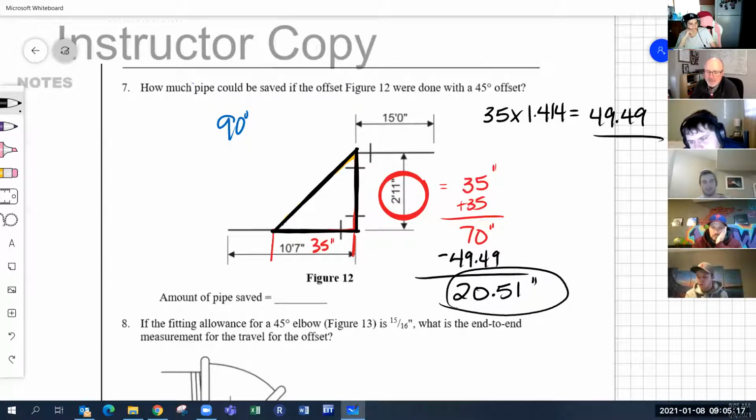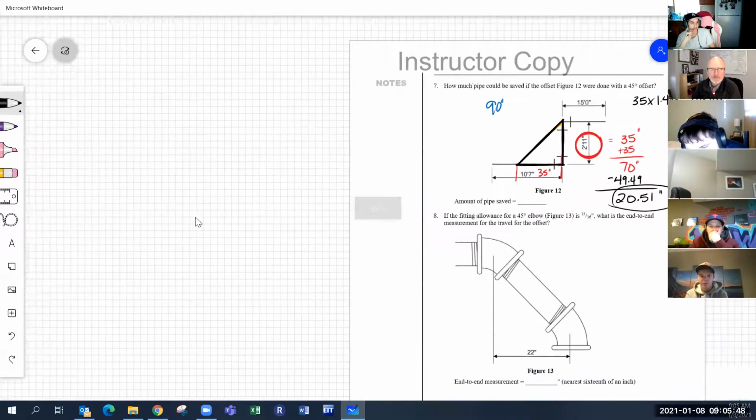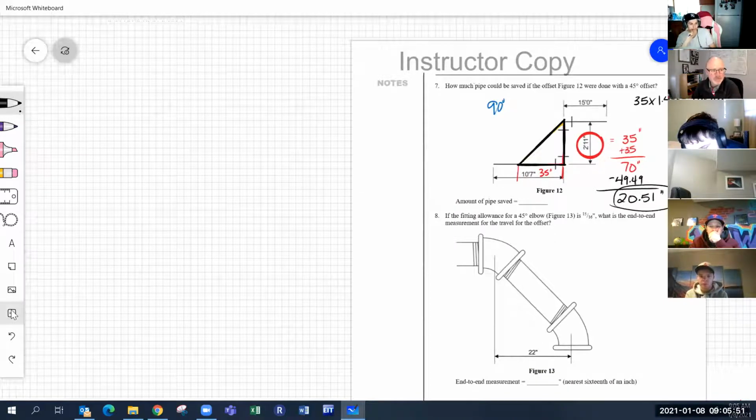And this is where it really has some good application for us, when we use 45s instead of 90s. You also get better flow, better laminar flow in that piping system if you use 45s rather than 90s. Less friction loss in that. Okay. I think we should do some more examples.